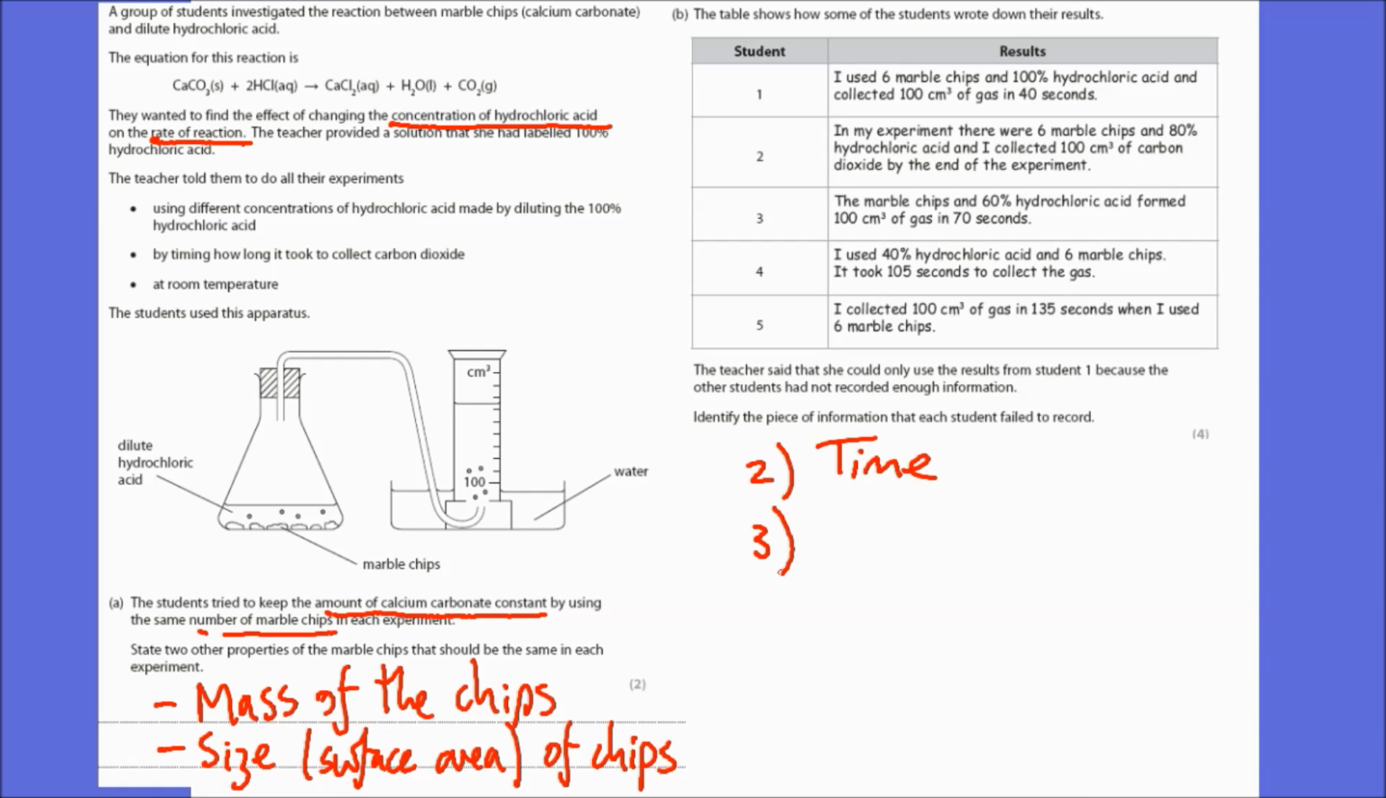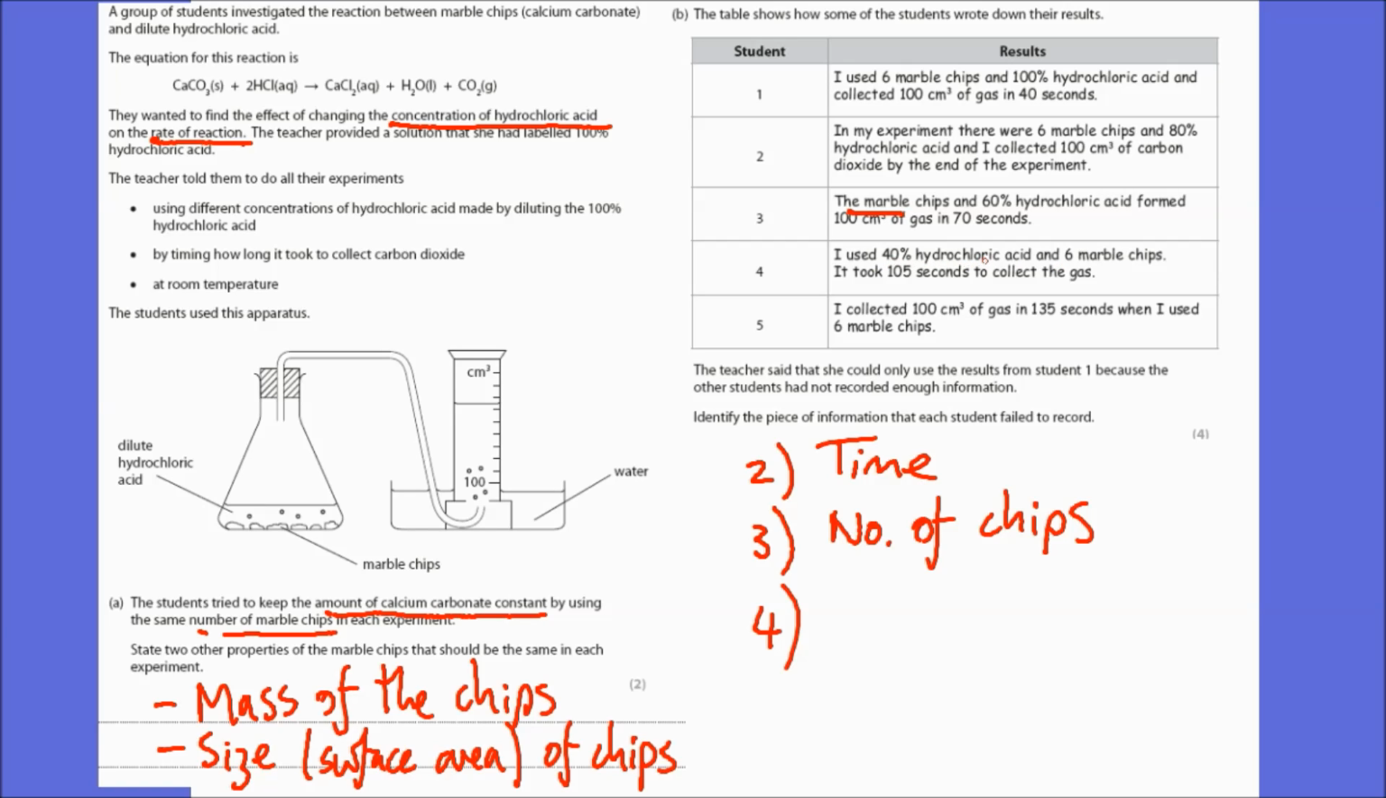Student number 3, the marble chips and 60% hydrochloric acid formed 100 centimetre cubed of gas in 70 seconds. In this case, they're missing some information about the marble chips. We don't know the number of chips used. And by this stage, it should be slightly easier. I think by the time you get here, you can see the trend.